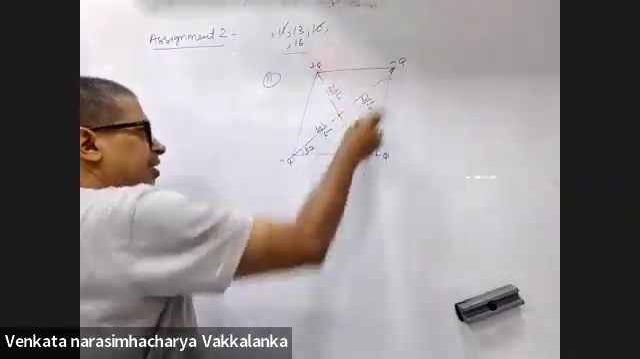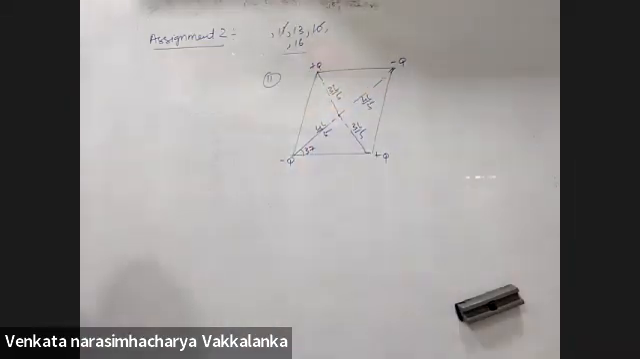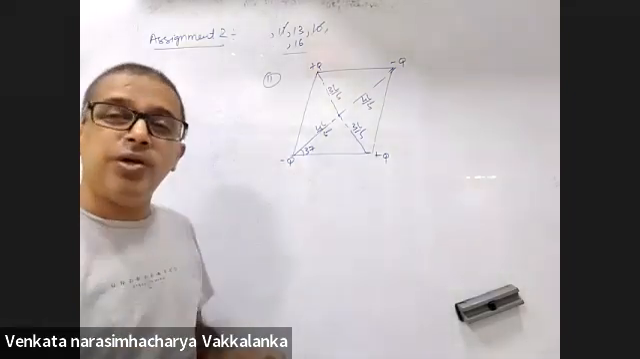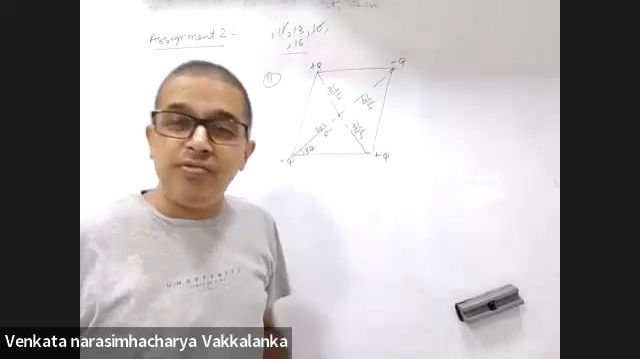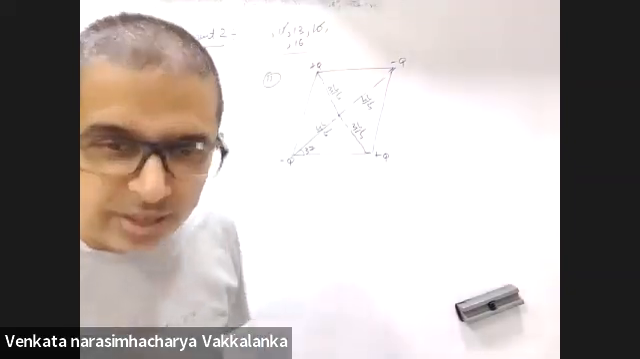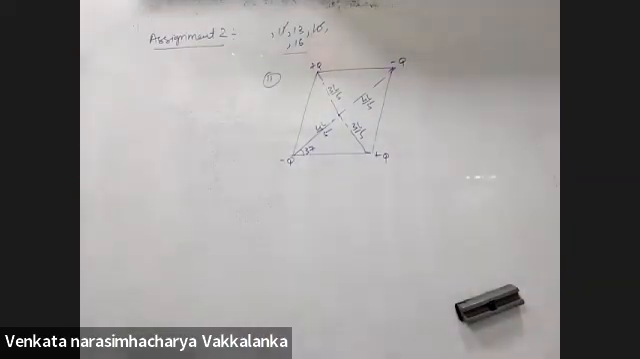The potential here due to 4 charges, is it difficult? How many of you could not calculate this distance as 3L by 5 and 4L by 5? Raise your hands. If I get the distances, calculating the potential is child's play.